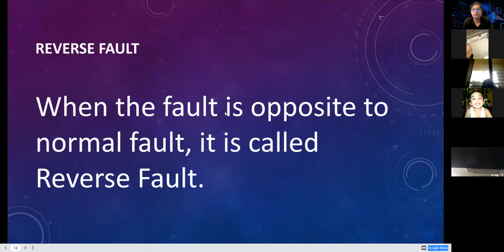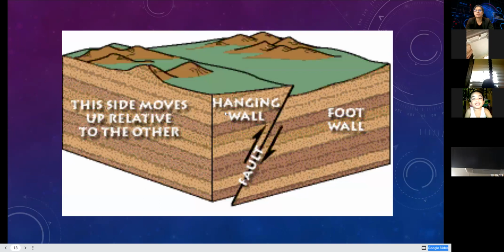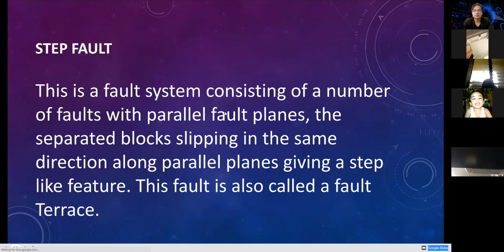Okay, when the fault is opposite to the normal fault, it is called the reverse fault. Just like this one, the hanging wall is moving up, so it is actually a reverse fault.